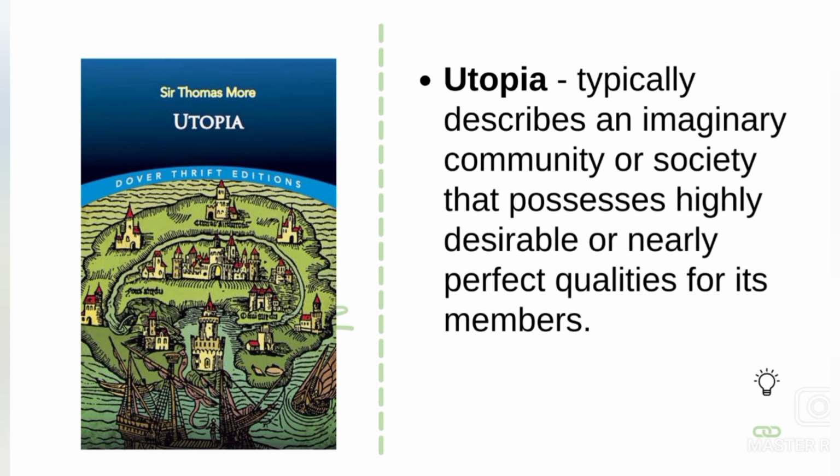Now, what does the word utopia mean? Typically, utopia describes an imaginary community or society that possesses highly desirable or nearly perfect qualities for its members. So, utopia means a place of ideal perfection.